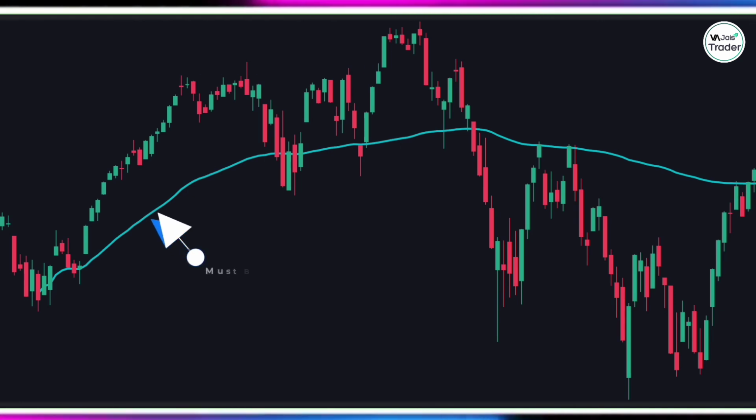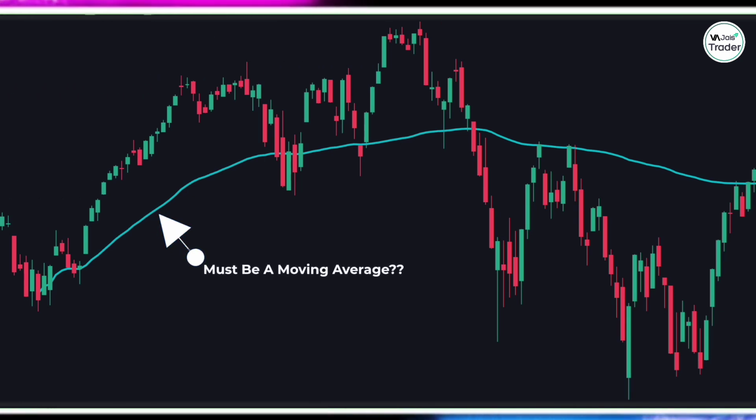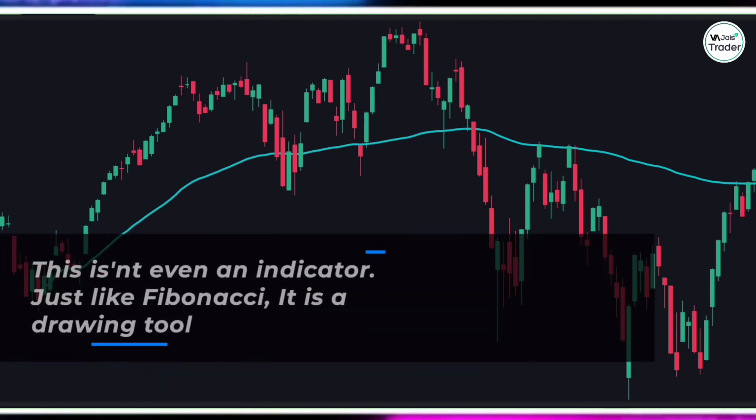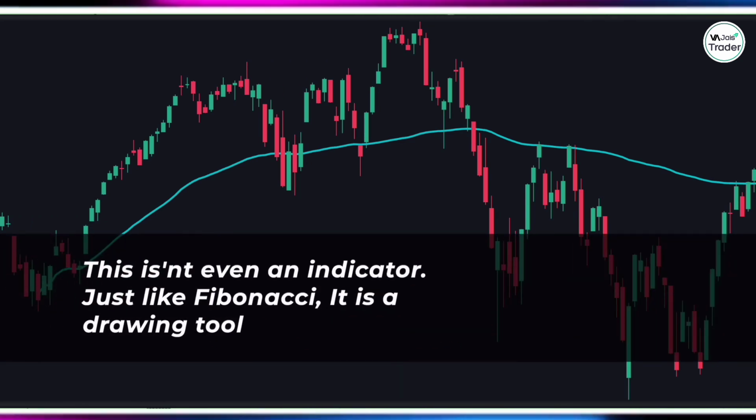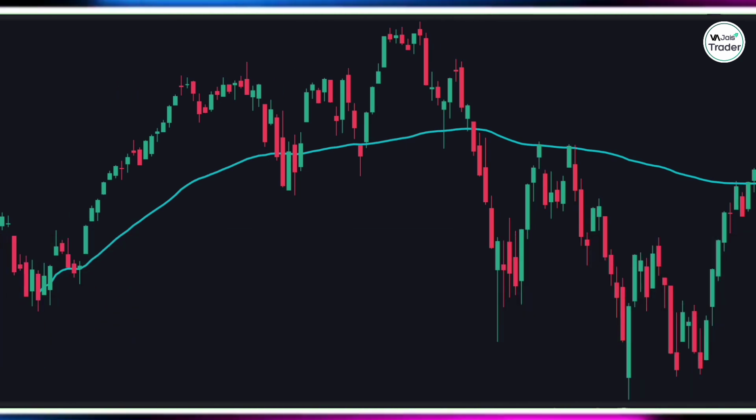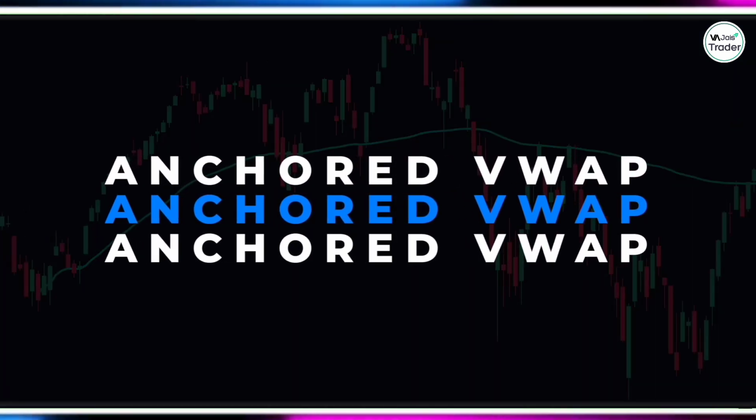Now I know what you're thinking. It must be a moving average with some complex calculations, but I promise you it's not. In fact, it isn't even an indicator. Just like the Fibonacci retracement, this is a drawing tool. The name of this tool is Anchored Vwap.